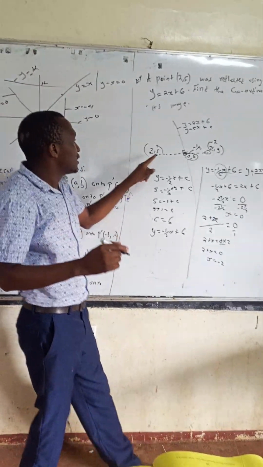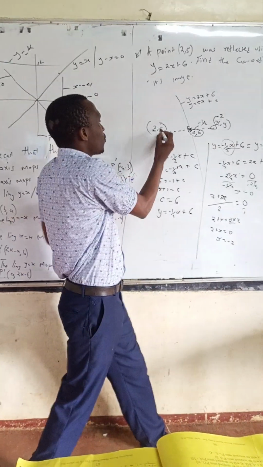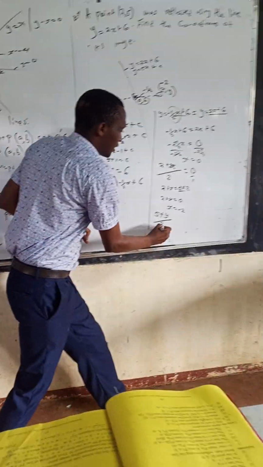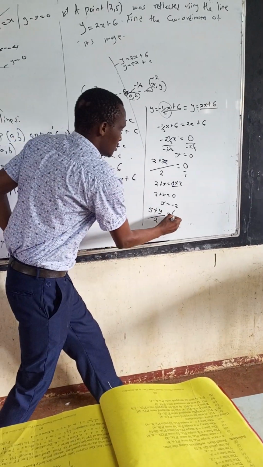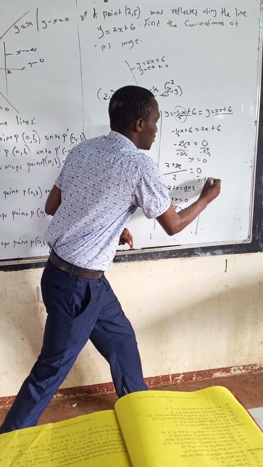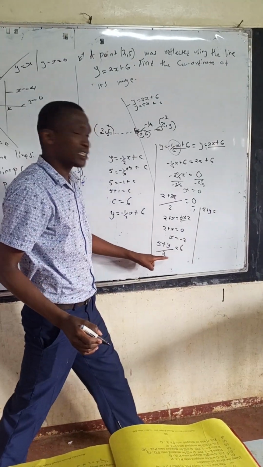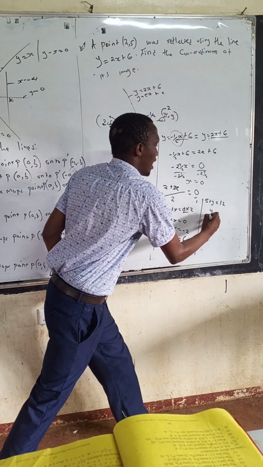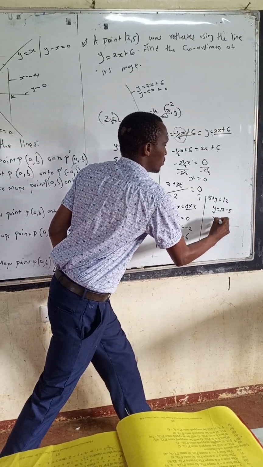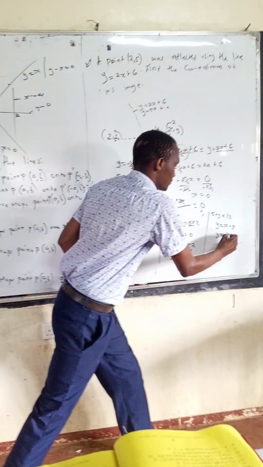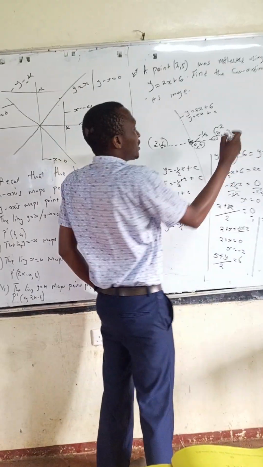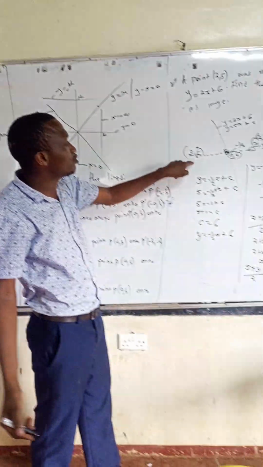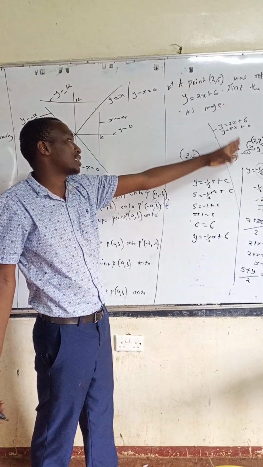Now we look for the y coordinate: y1 plus y2 divided by 2. So y1 is 5 plus y, divided by 2, equals the y coordinate 6. Cross multiplying, 5 plus y is equal to 6 times 2, which is 12. So y alone would be 12 minus 5, so the y coordinate would be 7. So the coordinates of the image are (negative 2, 7).